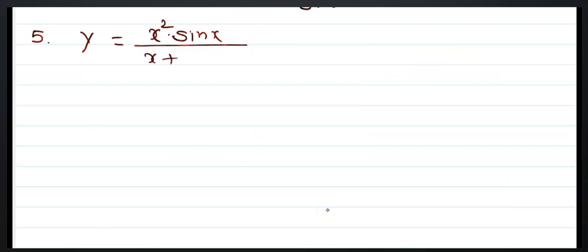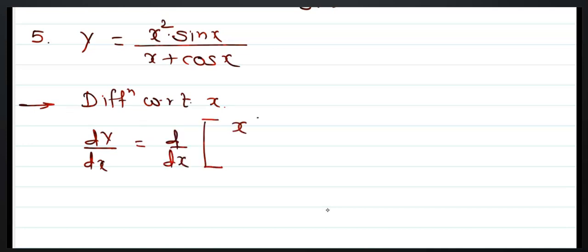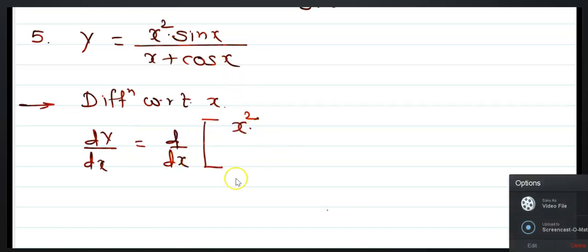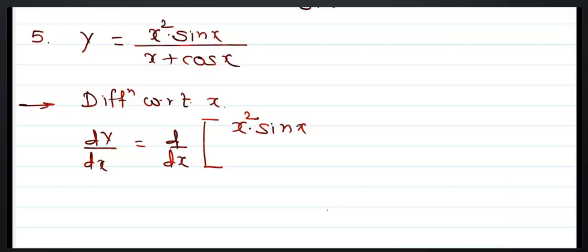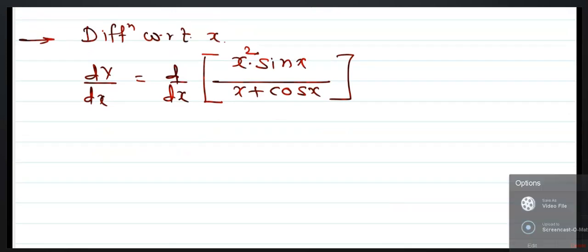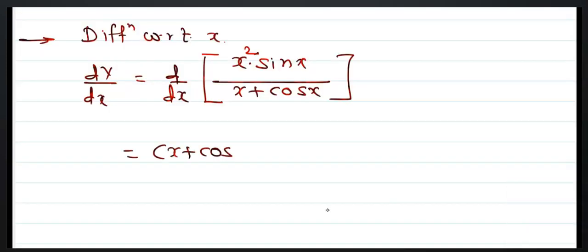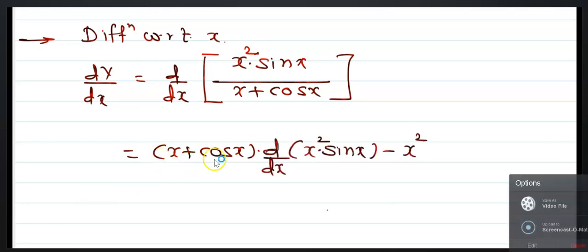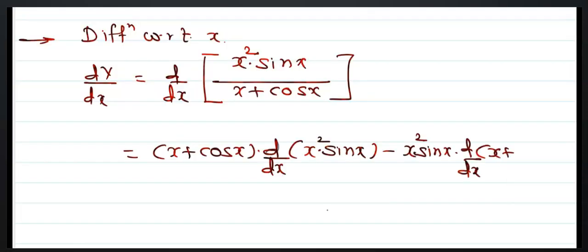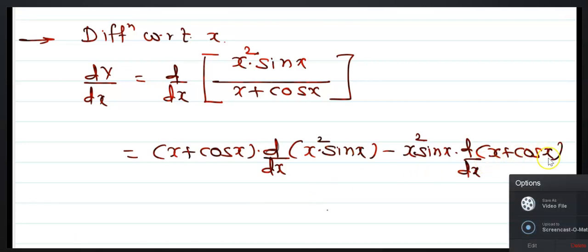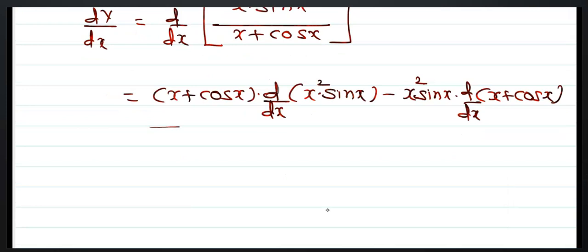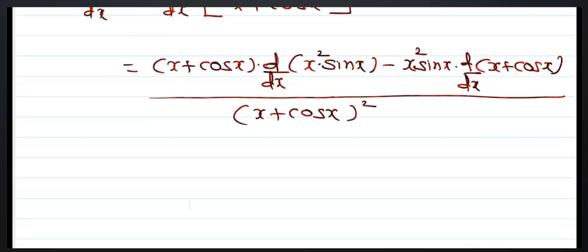Now the fifth problem: y is equals to x square sin x upon x plus cos x. Now differentiate with respect to x. dy by dx is equals to d/dx of x square into sin x upon x plus cos x. We'll apply the quotient rule, that is v into du by dx, that is d/dx of u, x square sin x, minus u into d/dx of v, that is x plus cos x, upon v square, that is x plus cos x bracket square.